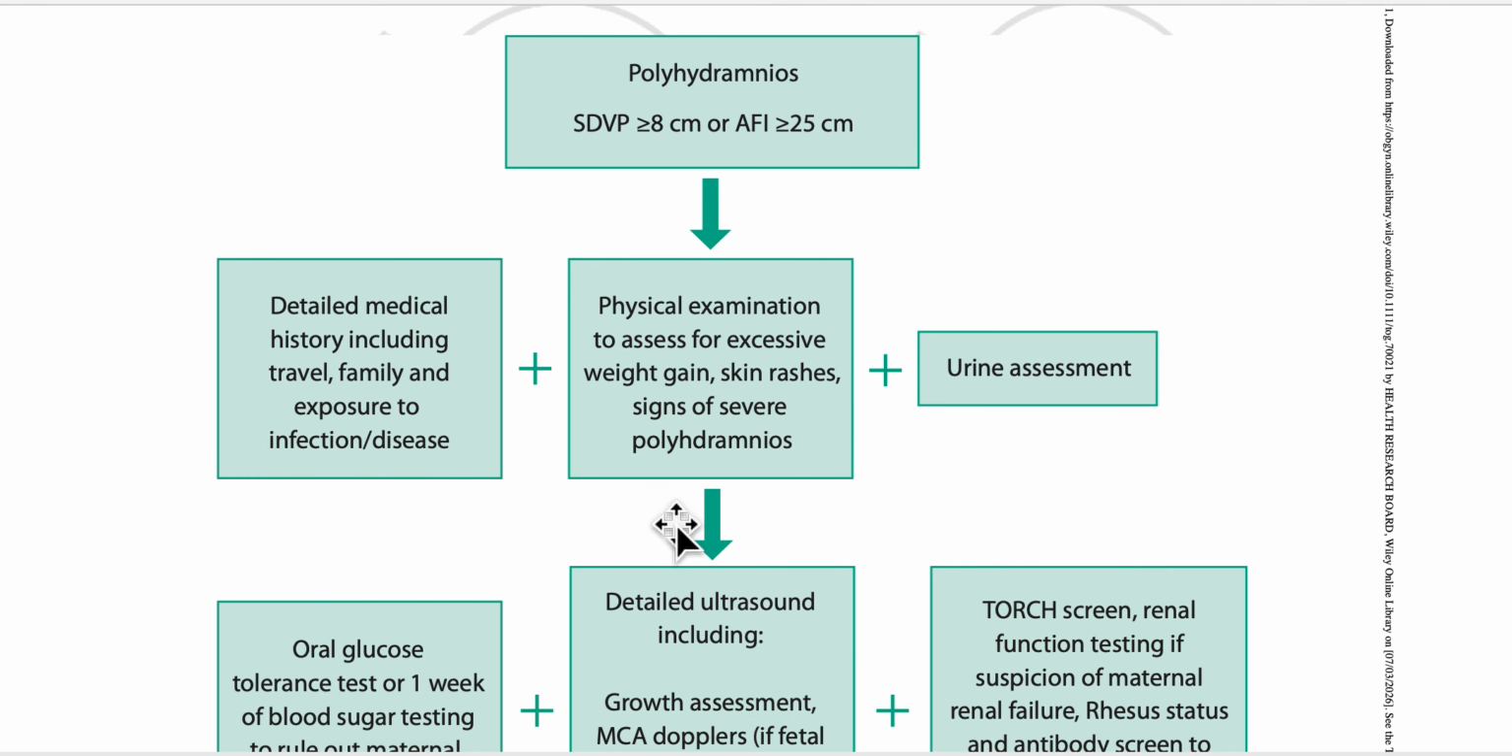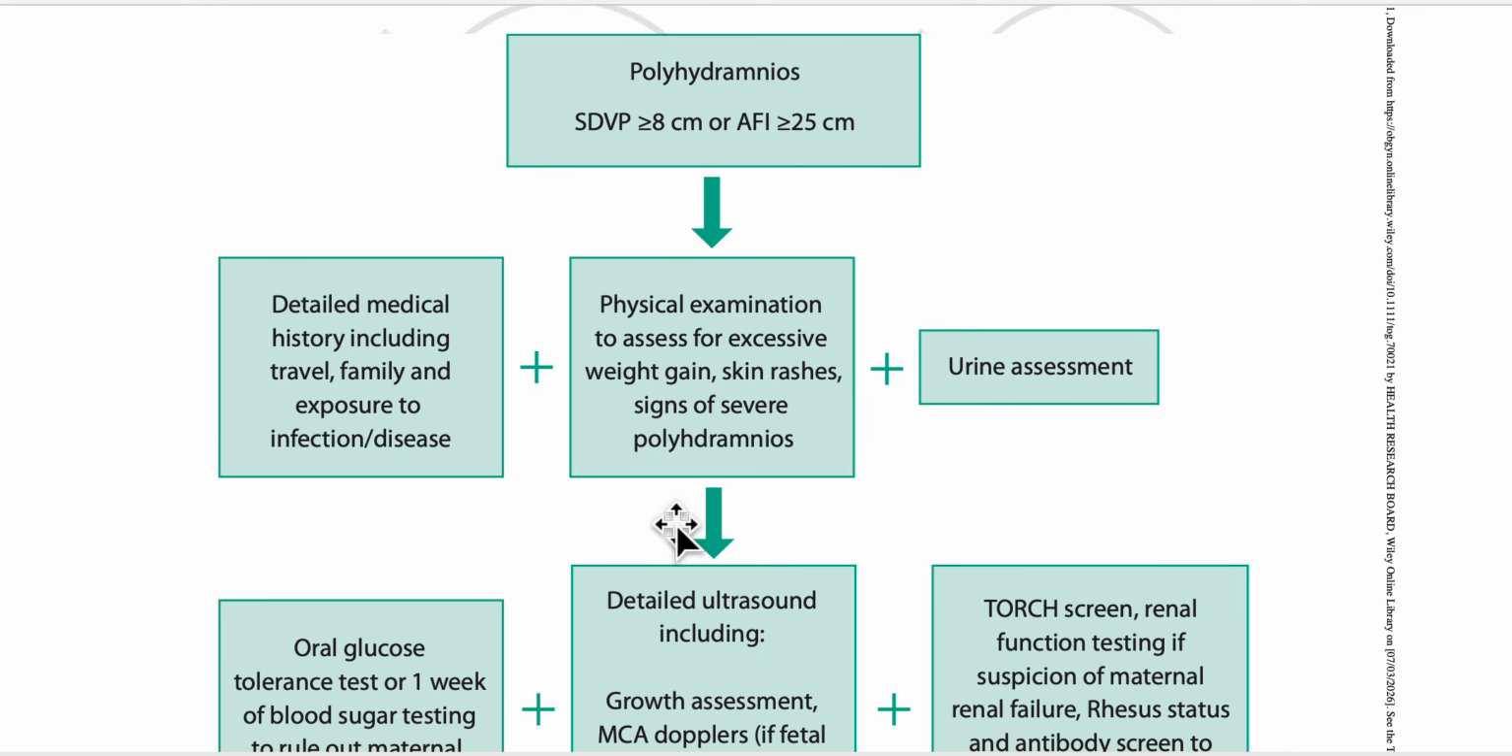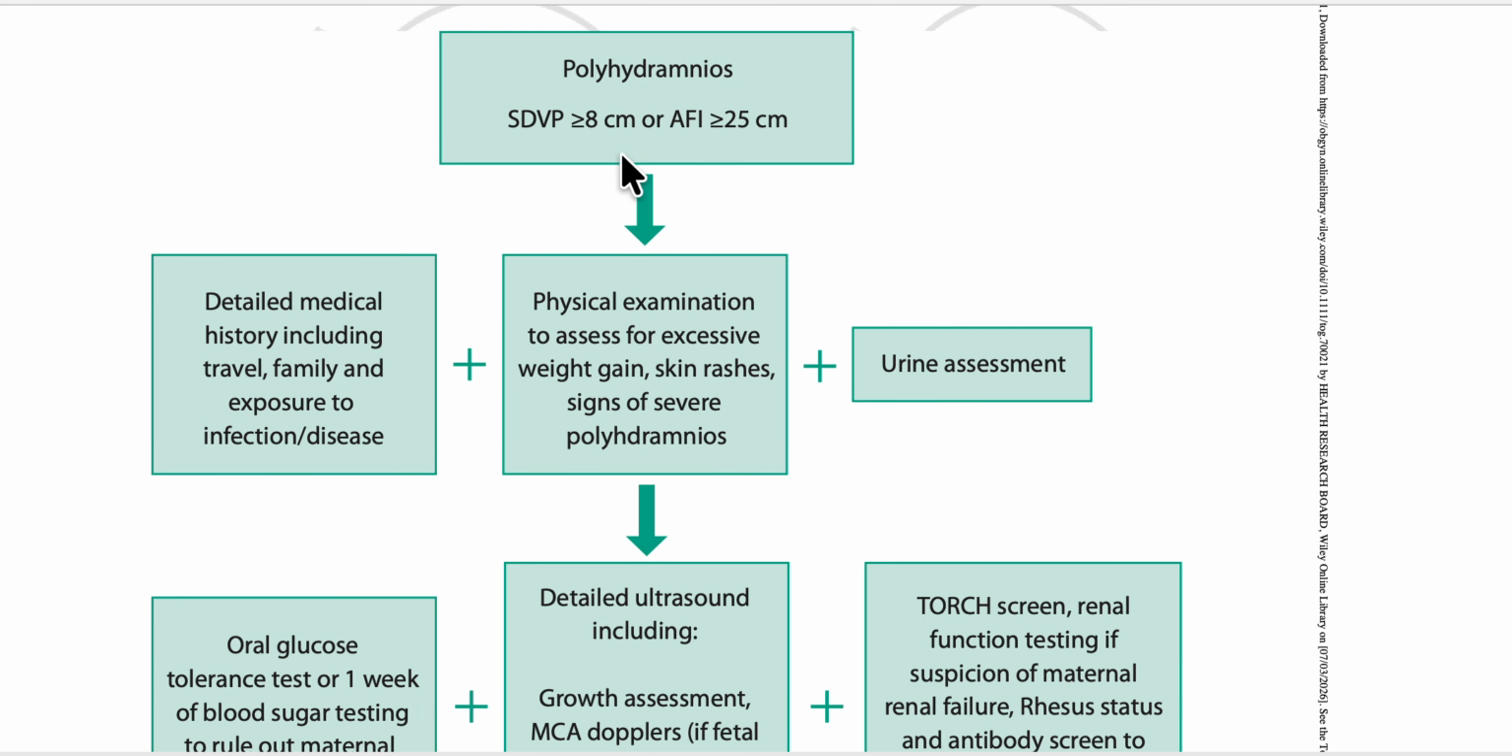And this is the first algorithm which RCOG produced. So if she is having polyhydramnios, what do we have to look for? What is the definition, which we already put in the algorithm form? Single deepest vertical pocket is more than 8 centimeters, and amniotic fluid index more than 25. So this definition we have to remember by heart. Then we take a detailed medical history, which is from the theory point of view. We already explained all the things there.